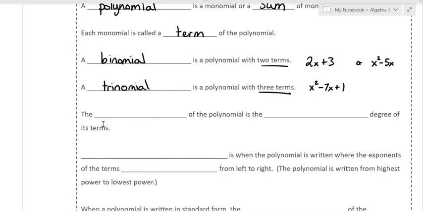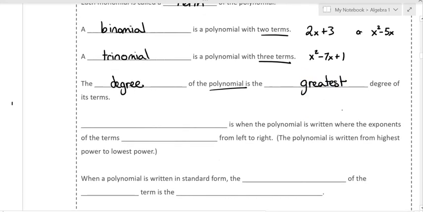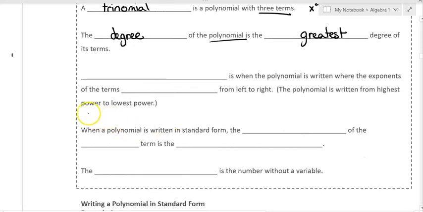All right, so a polynomial functions a little bit differently from a monomial. You don't add up the exponents. So when they ask you for the degree of a polynomial, not a monomial, then you take the greatest degree of its terms. All right, we'll see that in just a minute in this example. Now they will also ask us to write it in standard form. Standard form is when the polynomial is written where the exponents of the terms decrease from left to right.